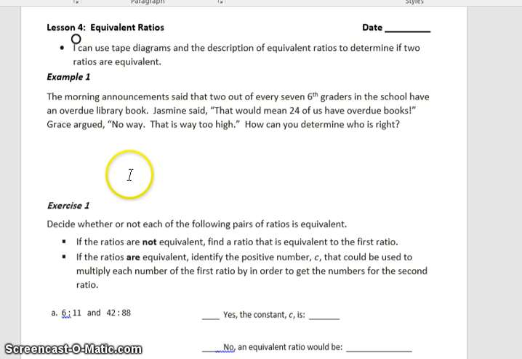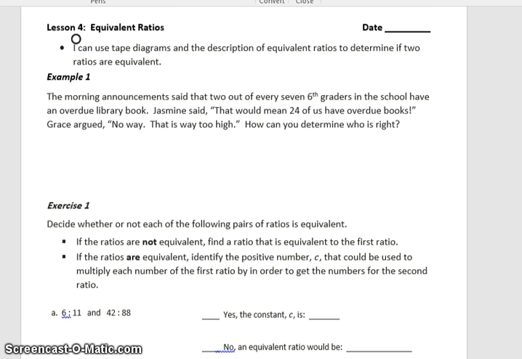Okay, so lesson 4, equivalent ratios. Kind of more of what we saw before, but we're also starting to bring in a little bit of a different technique as well. We want to be able to use tape diagrams and the description of equivalent ratios to determine if two ratios are equivalent to each other. So let's see what we've got going on here.